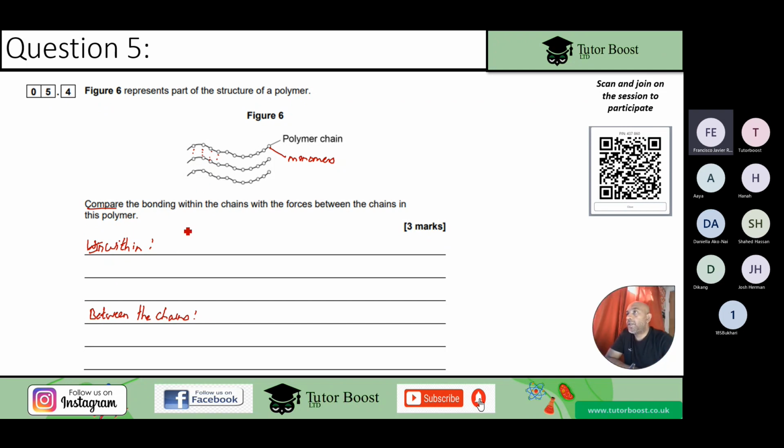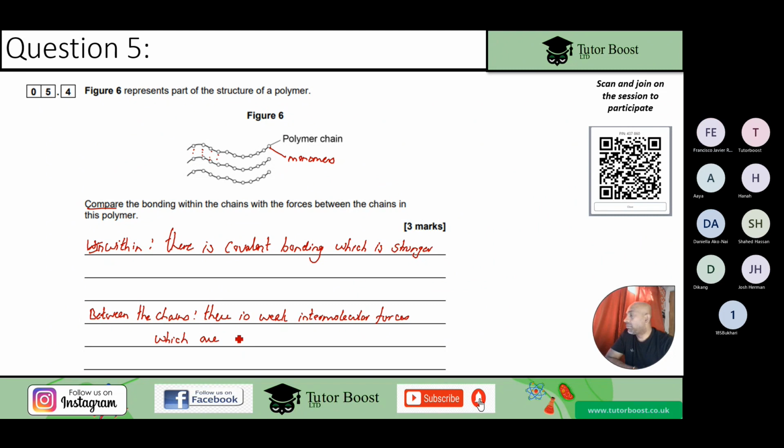So within the chain, there is covalent bonding. Right? In a polymer, these are usually covalent compounds. So there's covalent bonding, which is stronger. Between the chains, there are weak intermolecular forces, which, we've already said, are weak. So to identify the different types of bonding, the covalent bonding and the intermolecular bonding, each of them carries a mark. And for you to say which one is stronger and which one is weaker, it carries the third mark. Next question.